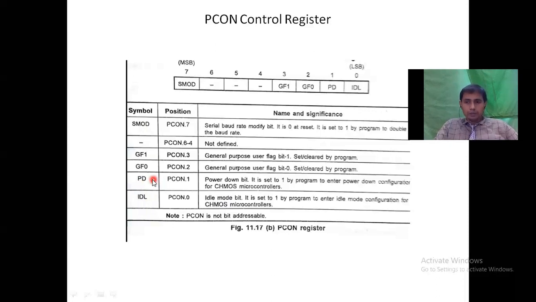Like that, serial port registers are mainly two types. One is SCON and the other is PCON. These two are very essential. Like that, we can understand the serial port control registers of the 8051 microcontroller.